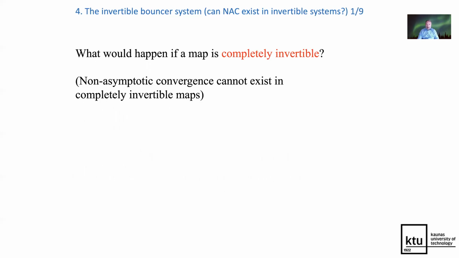What would happen in a map that is completely invertible? It's very well known that non-asymptotic convergence cannot exist in completely invertible maps. We can prove this statement using contradiction.